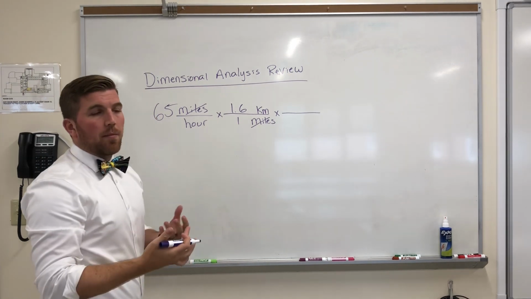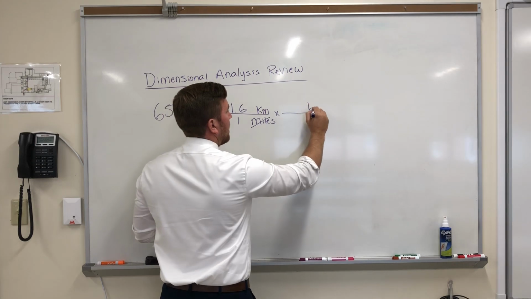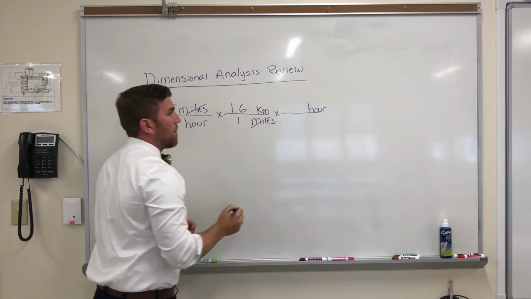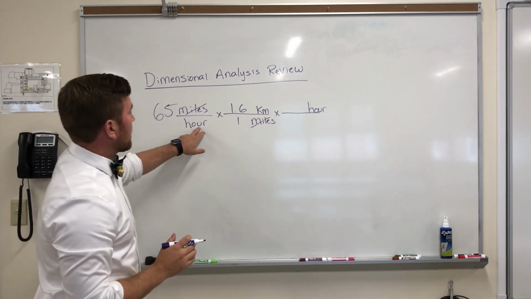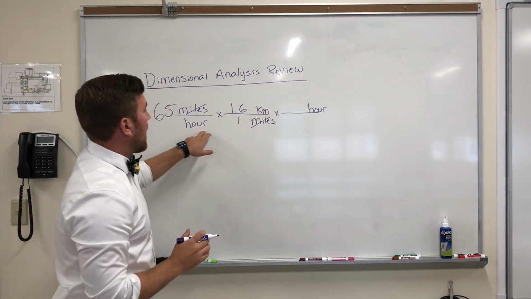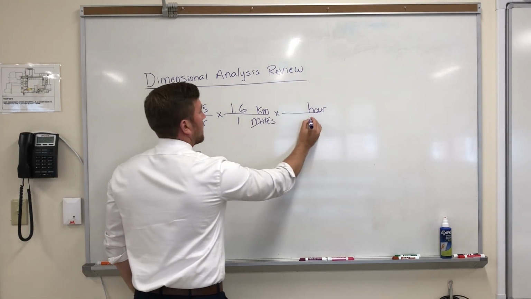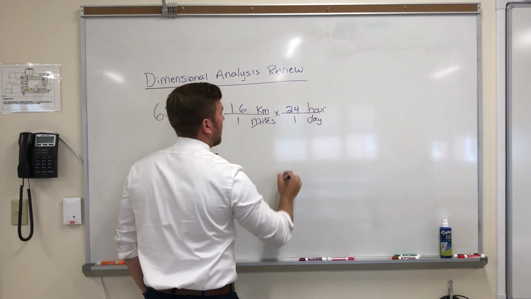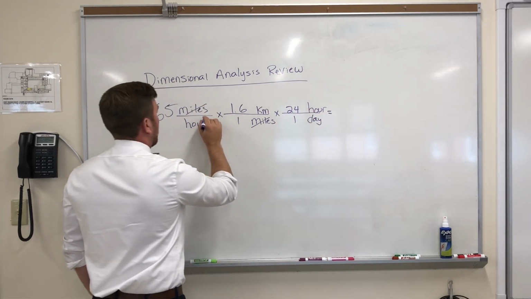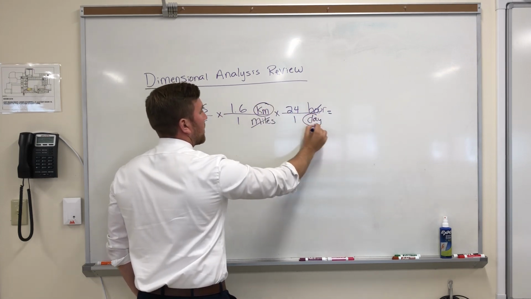My goal was kilometers per day. So now I take hours and I put it on the top of my fraction. So it's important to remember that if I'm canceling something out, it's going to be the opposite side of where I started. So I'm going to days, and I know there's 24 hours in one day, so my hours has now canceled out, and I'm left with units of kilometers per day.